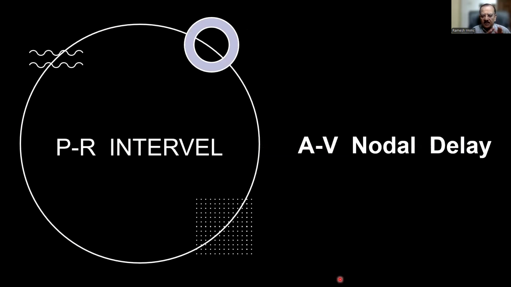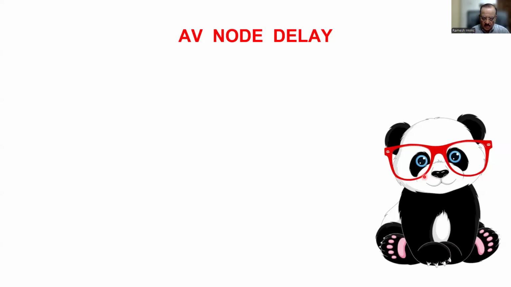Right. What is next after the P wave is the PR interval. You know, the silent gap between the P wave and the R wave. That represents, you all know, the AV nodal delay. So by looking at the PR interval, you recognize the health of the AV node, whether the AV node is normal or abnormal. Is it doing its job properly or not? That's what we are going to diagnose from the AV nodal delay.